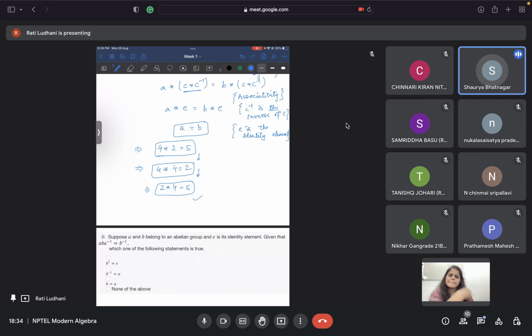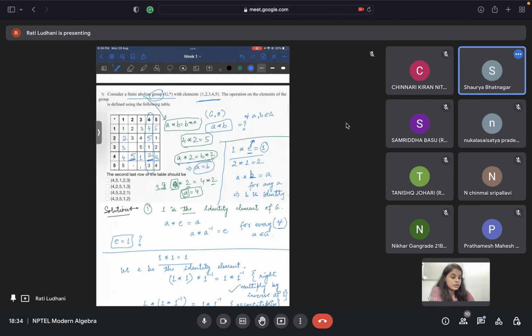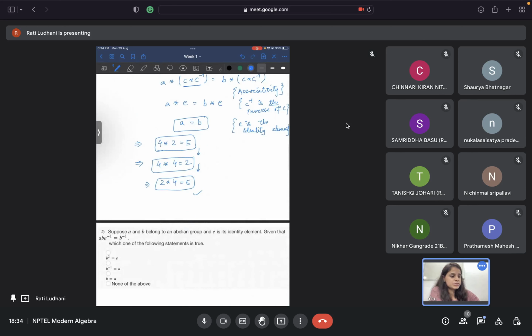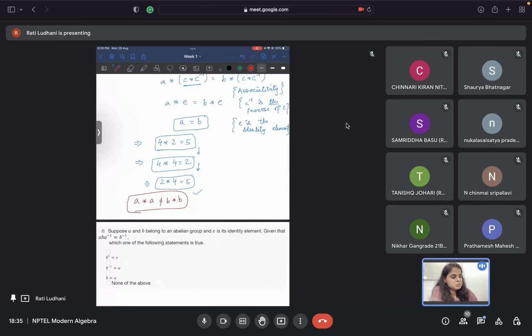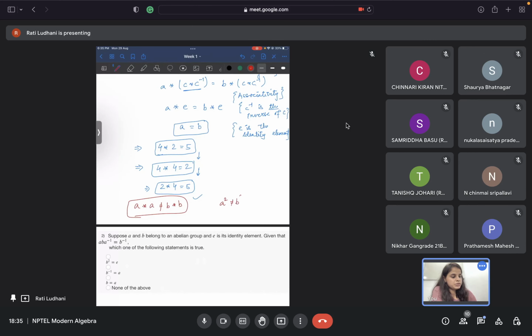Ma'am, in this example, the union of diagonal elements is G. The union of diagonal elements 1, 3, 5, 2, 4. Is it true for all abelian groups? Okay, don't worry, if we have anything we can always go for proving. So let's try what you are saying. In general what you are exactly asking is that A star A should not be equal to B star B, right? Yes, because diagonal means this. So is it true that A square should not be equal to B square?